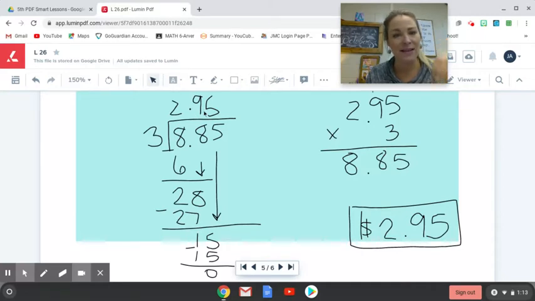So $2.95. I went ahead over here and did the inverse operation, the multiplying, just to double check my work. I took that quotient of $2.95 and multiplied it by my divisor of 3, and I got $8.85, which is what I was hoping to get. I knew my answer was correct, so I wrote my answer down here, $2.95, and of course I wrote that with a dollar sign. Anytime you're working with money, it's really important that you put your decimal and your dollar sign there, or your cent sign. That's your label, and it's really important.